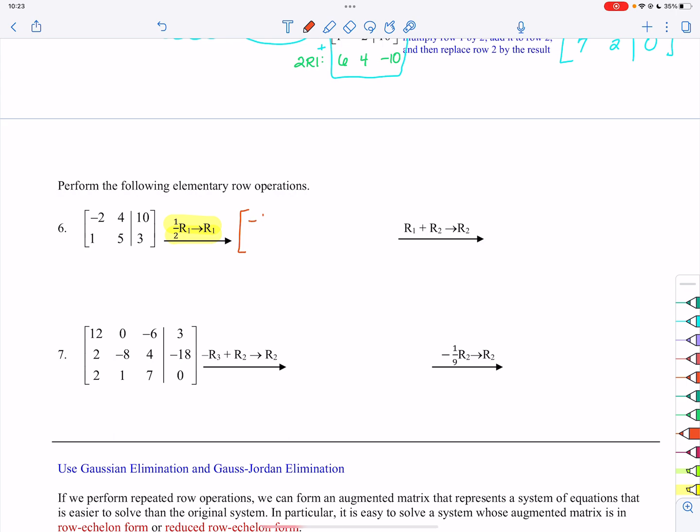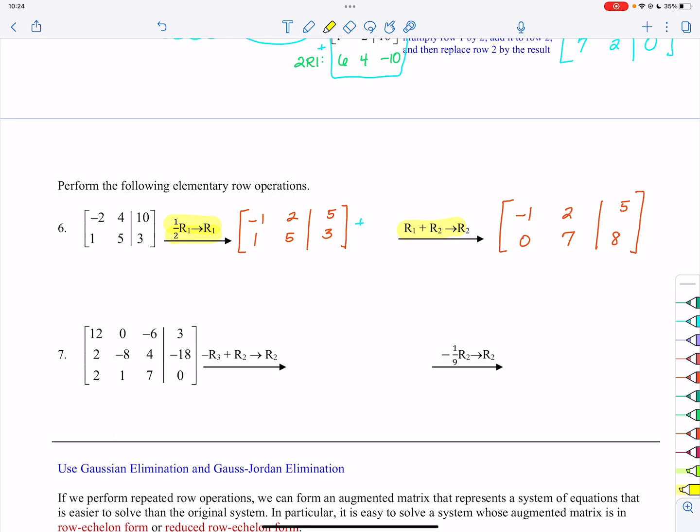So if we do that, we will have a -1, 2, and 5, and we're leaving row 2 alone. Now we're going to add row 1 to row 2, and we're going to replace row 2 with that. So row 1 is actually unchanged. Row 1 will stay -1, 2, and 5. Now we're going to add row 1 and row 2 together, and if we add these two rows together and put that in as row 2, we will have 0, 7, and 8.